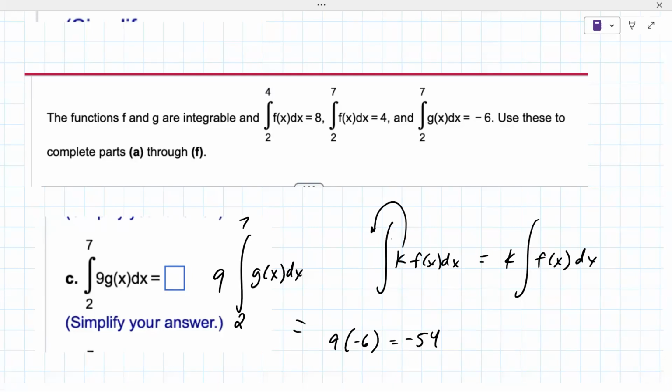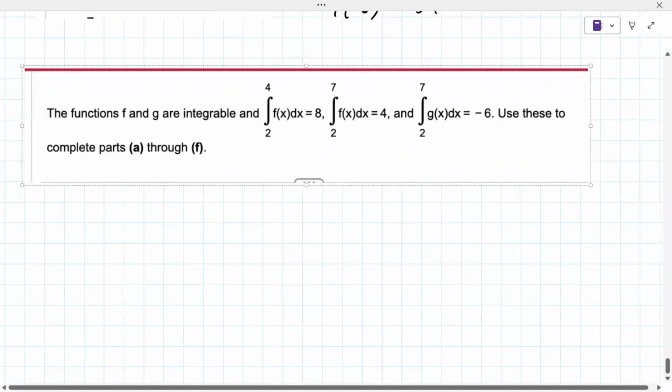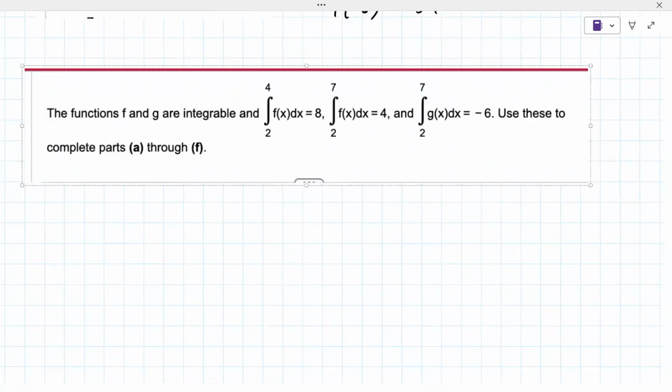So again, there's no real calculus. It's just properties: add, subtract, multiply, divide. They're very intuitive. I feel like even if you didn't know them, you would still have a shot at doing these correctly.